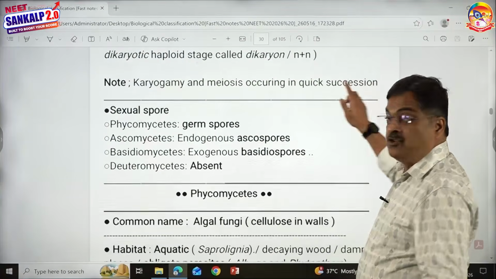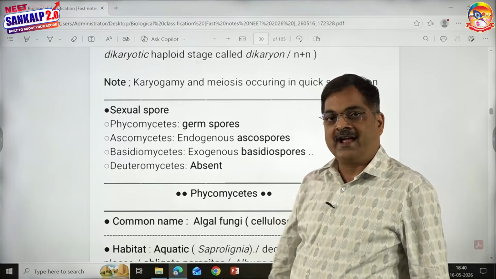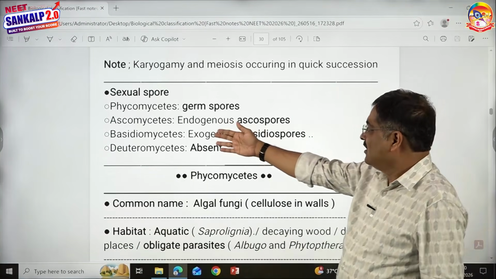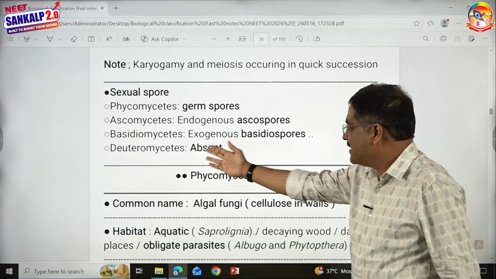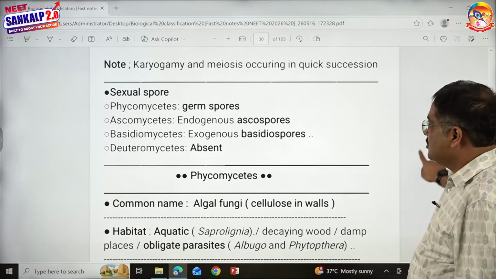And in Deuteromycetes, you know, children, there is no sexual reproduction. That is the reason why they are called fungi imperfecti. And coming to the sexual spores, the same thing. Ascomycetes, ascospores; Basidiomycetes, basidiospores; Deuteromycetes, absent; Phycomycetes, germ spores.